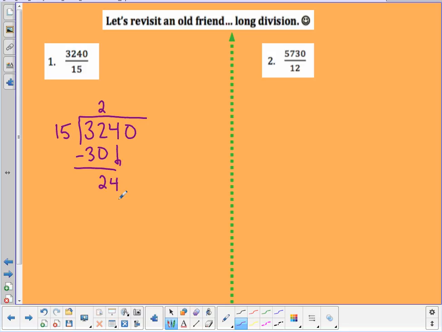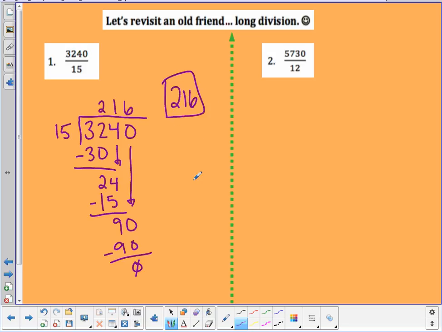15 into 24 goes only 1 time. 1 times 15 is 15. Subtract, and 24 minus 15 is 9, and then bring down the 0 to make it 90, and then ask yourself one more time, 15 into 90. 15 goes into 90 6 times. 6 times 15 is exactly 90, and I'm left with no remainder. So my division here, my quotient, is 216.